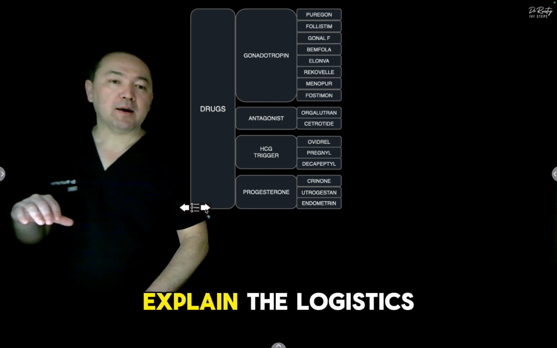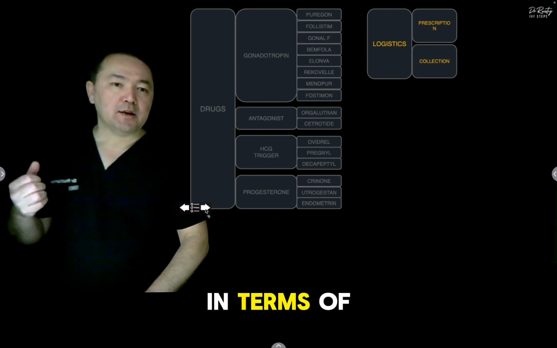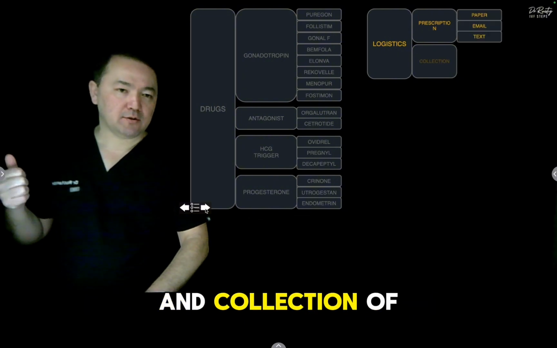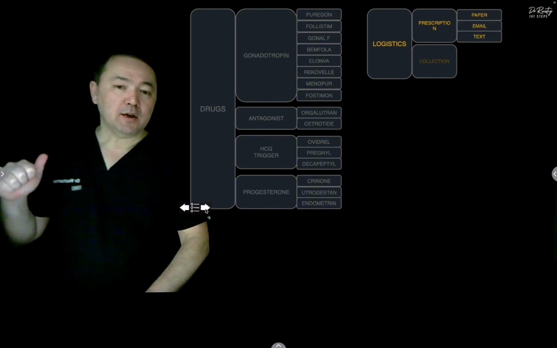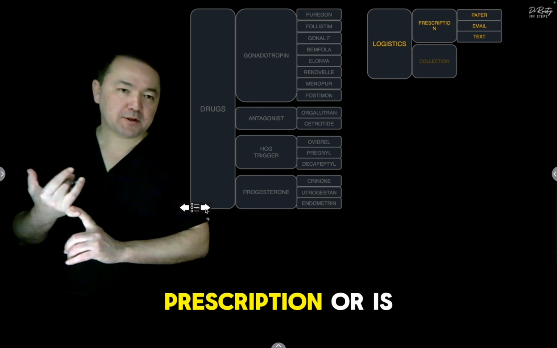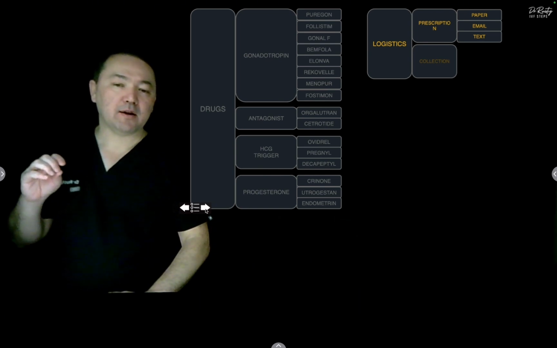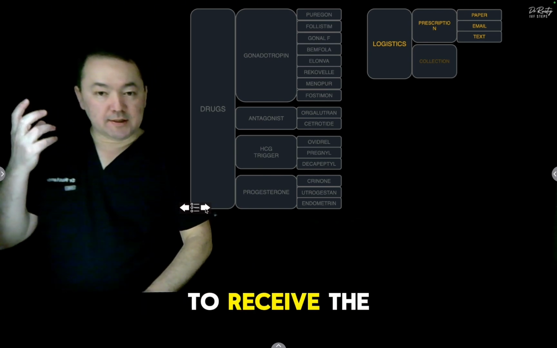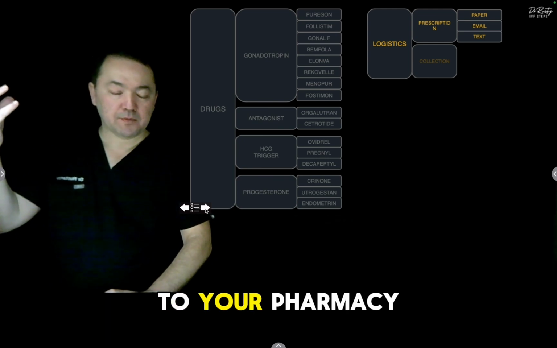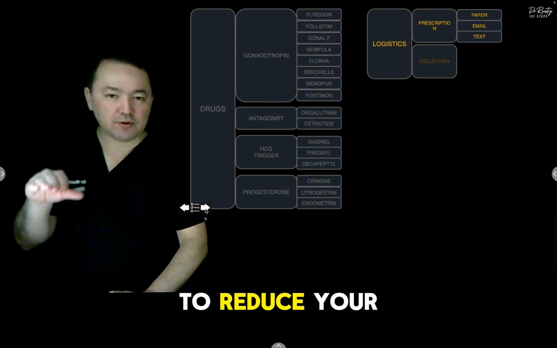And now I will explain the logistics in terms of how you will get your drugs. Essentially you need to find out about the prescription and collection of the drugs. In terms of prescription, you need to find out how you're going to receive it. Is it going to be a paper prescription, or sent by email, or sent by text? Whether you're going to receive the prescription yourself or it will be sent to your pharmacy. Understanding all this will help you to reduce your stress level.